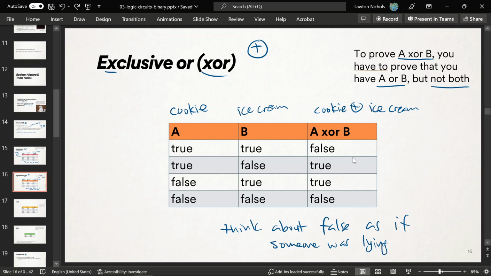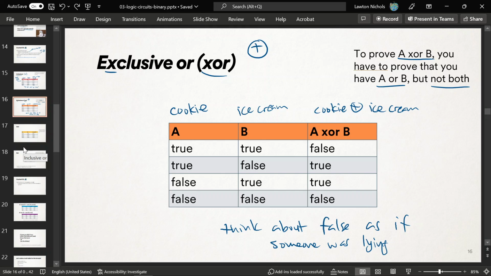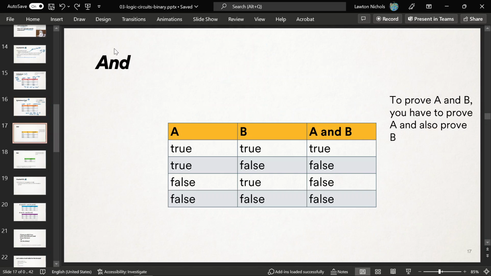We still doing okay? So think about false as if someone's lying to you. I think that's very helpful. Okay? Well, let's keep on trucking. Let's talk about AND now. AND actually corresponds to the and in English, luckily. The symbol for AND is this little wedge thing. And so I would write it like this: A and B.